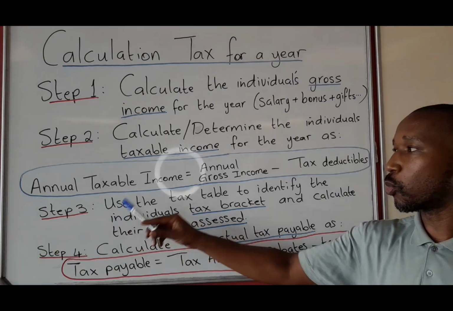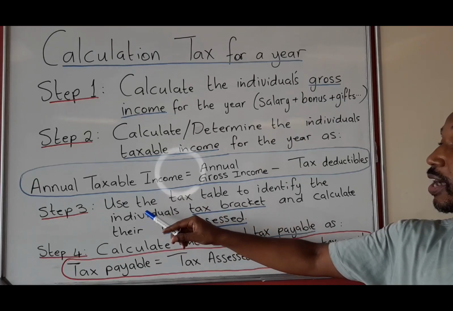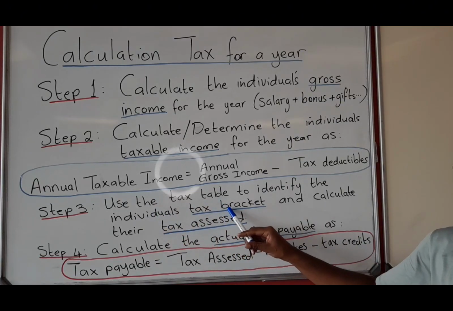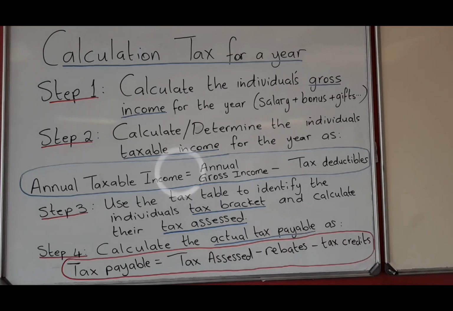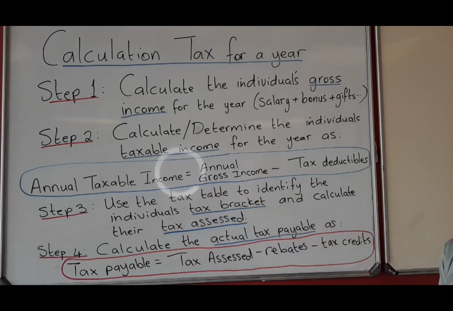Then step 3, once we've determined the annual taxable income, we will then go into finding the individual's tax bracket. So given that amount, from what we saw from the SARS document, we can then see that since this is the individual's taxable income, which bracket do they belong to?